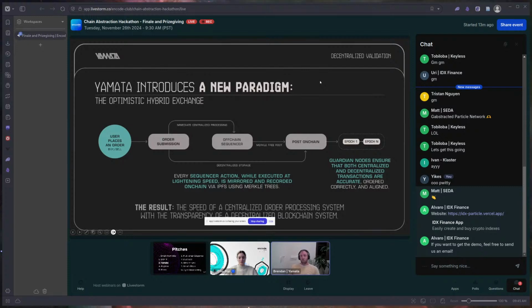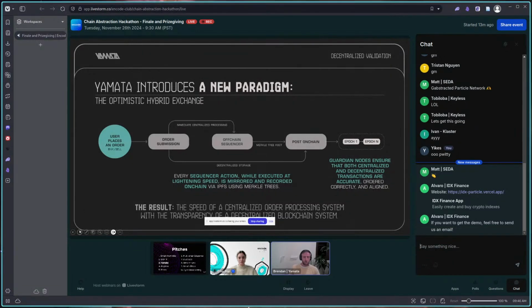You're thinking, okay, I've seen this before. Yes, hybrids do exist, but none exist quite like Yamata. All the other hybrids out there that we've seen, their off-chain sequencer is a fully centralized component with no oversight. On Yamata, we do things differently. We use a proof of history model, sort of similar to Solana's, but ours has only one mission in mind, and that is to keep our matching engine completely honest. With this system, we can offer the speed of a centralized exchange while also keeping the transparency of decentralized systems.